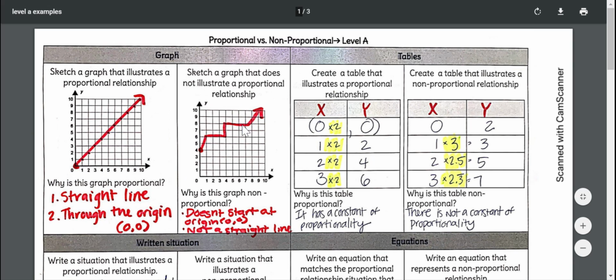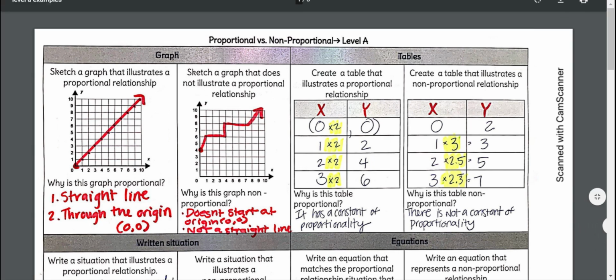For a non-proportional graph, you want it to do at least one of the two things. If you do both, that's fine as well. It should not start at the origin, so you start it somewhere other than the origin, or it needs to not be a straight line. Okay, now I have done both in my example. I started it somewhere that is not the origin and I made it not a straight line, but that is how you should draw your non-proportional graph.